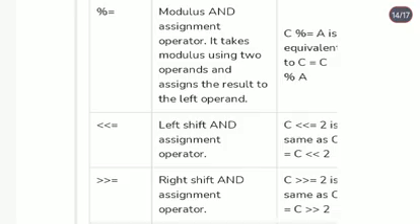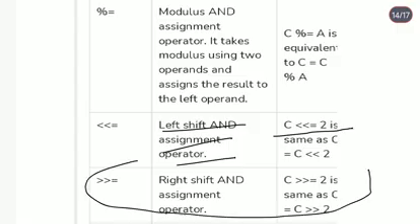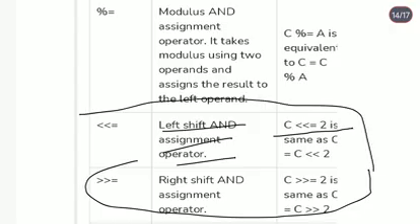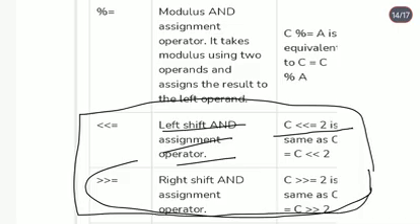Now let's discuss the left shift and right shift and assignment operators. This is given: C <<= 2 is the same as C = C << 2, and this is the right shift: C >>= 2 is the same as C = C >> 2. This is very simple from the meaning, so you can read these things. And now I'm going further.